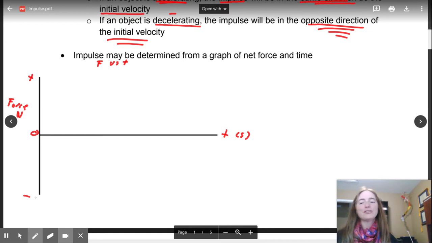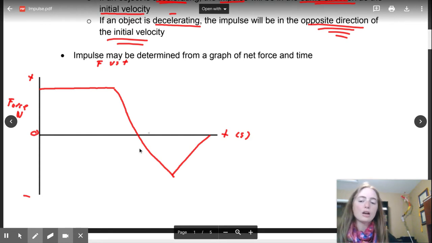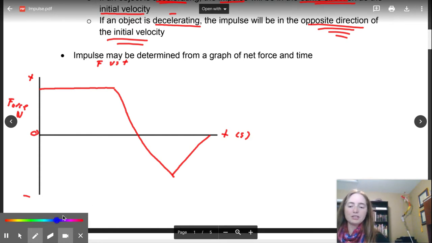So let's have a look at this. We're going to start with force being applied constantly over time. And then we're going to be having that. That's the graph pattern we're going to be analyzing. So let's talk about each of these pieces. So pause the video, draw that graph, and then we'll come back and keep adding stuff.